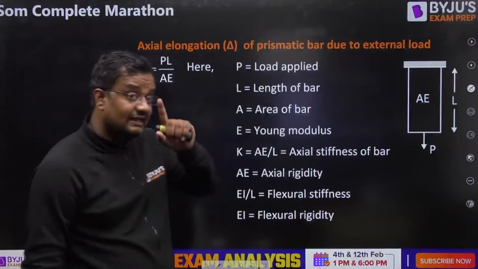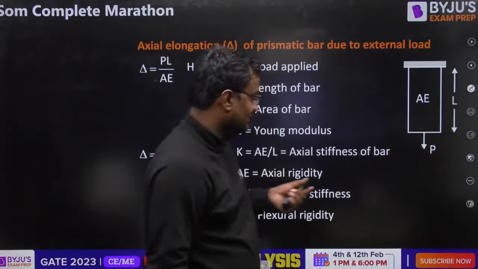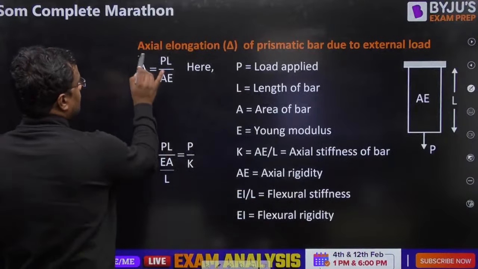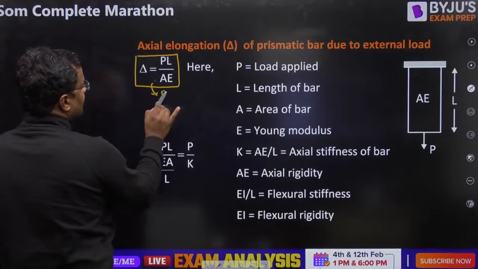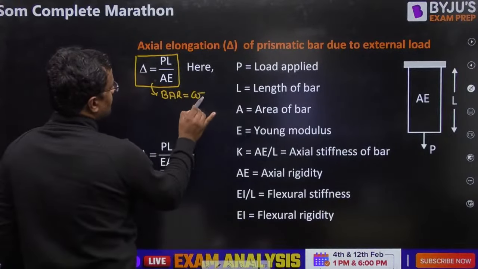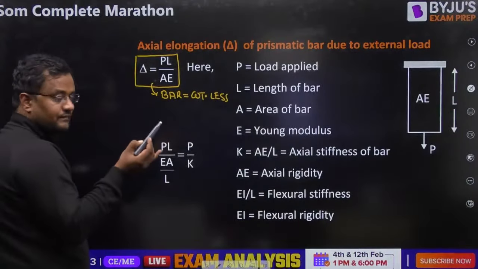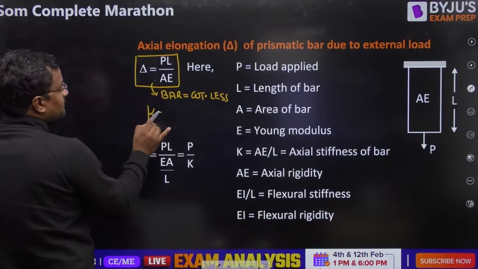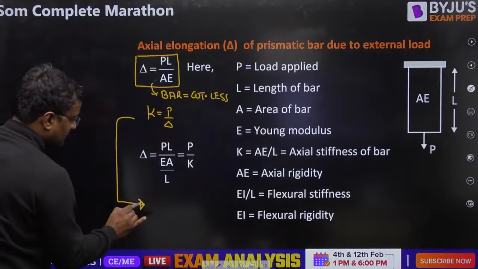Now, what is the elongation, guys, when a P load is acting? Delta is PL by AE. Of course, here the bar is considered weightless. In all these formulas, the bar is considered as weightless. What is the stiffness? Stiffness of a spring is given by P by delta.